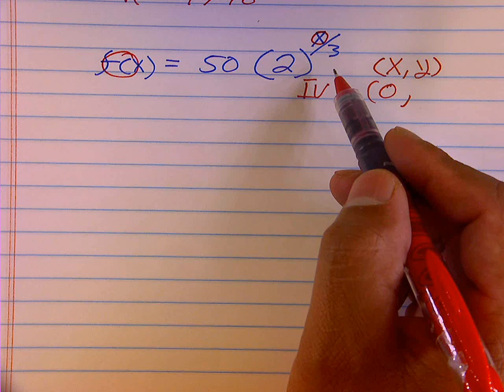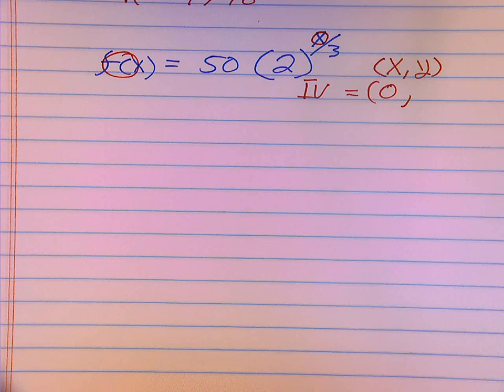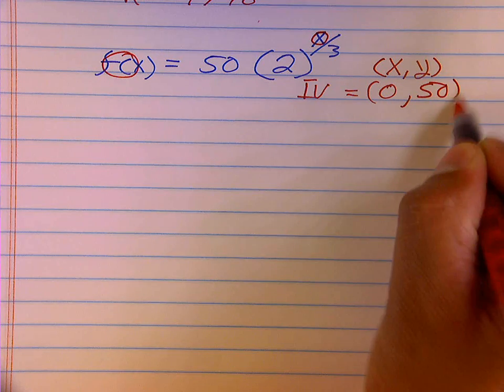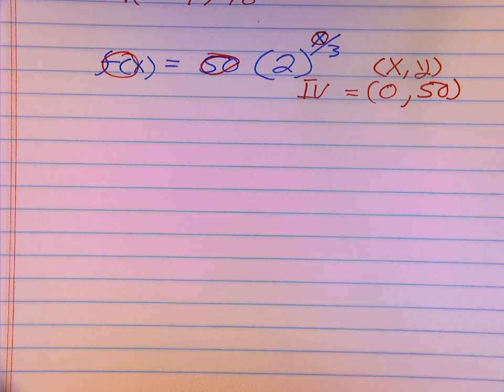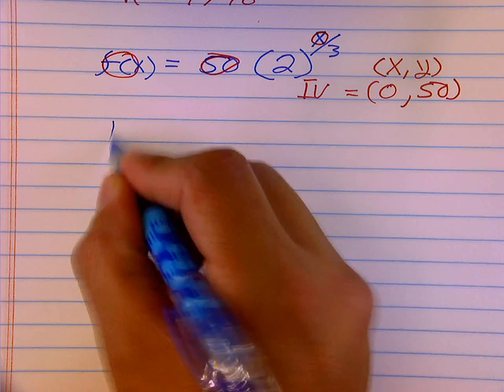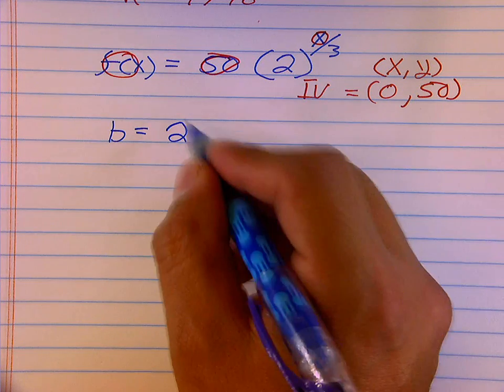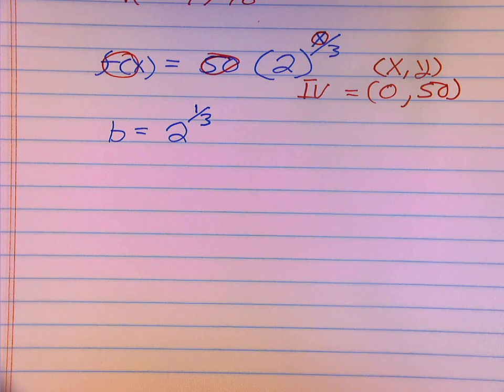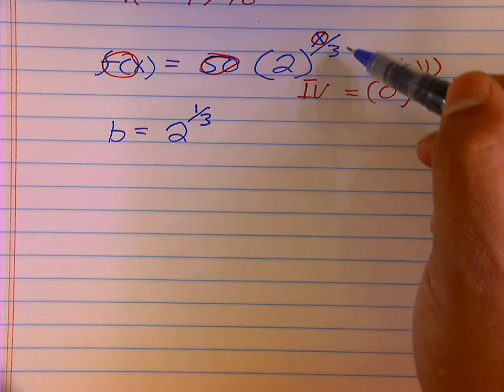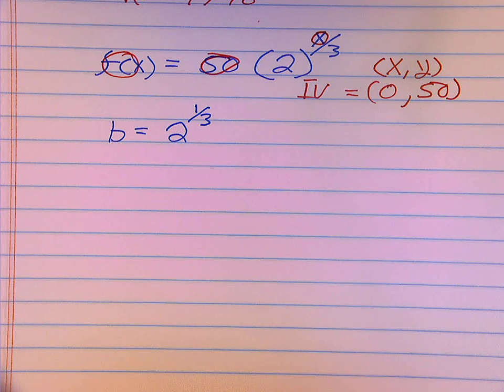0 divided by 3 is 0. 2 raised to the 0 is 1. 1 times 50 is 50. There's my initial value. There are four and only 4 components of an exponential function: input, output, initial value. The fourth component we always call the factor. So this factor is not 2, it is 2 to the 1/3. I have a cube root here. I still need that cube root when I'm describing the factor because that cube root is not part of my input variable. So, my factor is 2 to the 1/3.